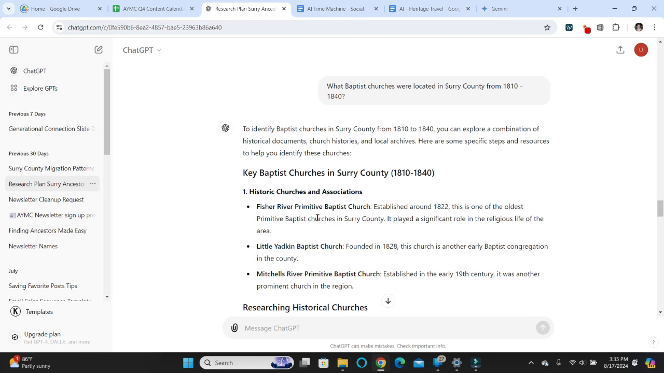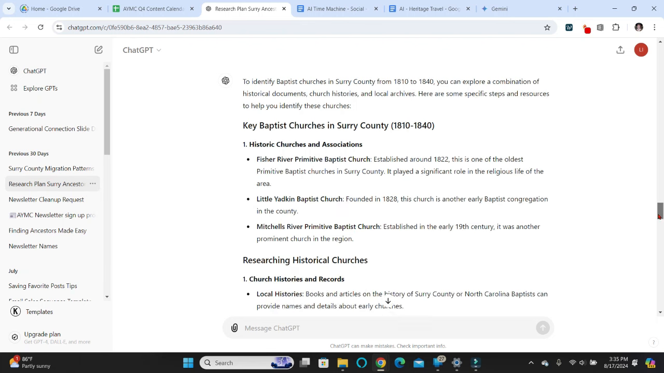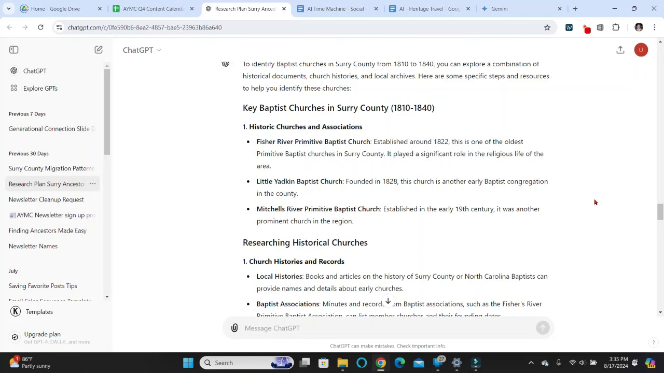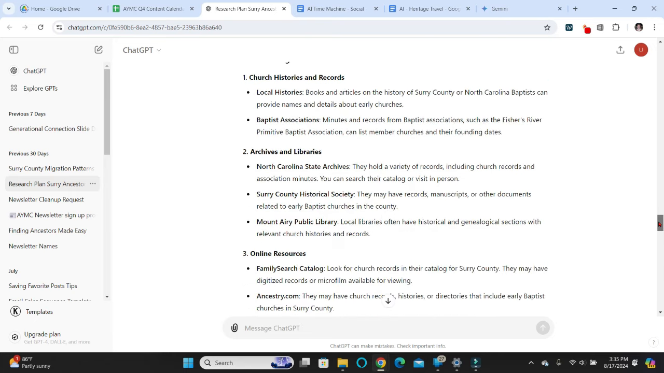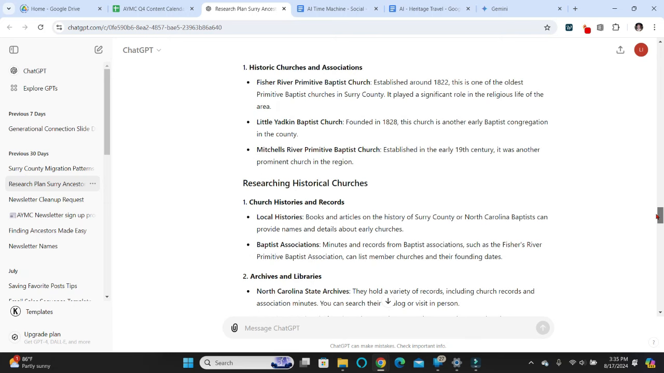There was the Fisher River Primitive Baptist Church, established in 1822, which is one of the older ones there. That's good to know. Little Yadkin Baptist Church, established in 1828, and Mitchell's River Primitive Baptist Church from the early 19th century. I was like, yes, okay. This gives me a starting place that I can start looking from. Again, it gave me some of that same information about how to start researching these, but at least I have some names now. That was really important for me to get this piece of the puzzle.